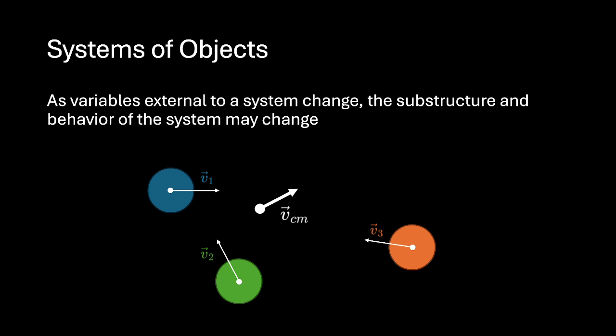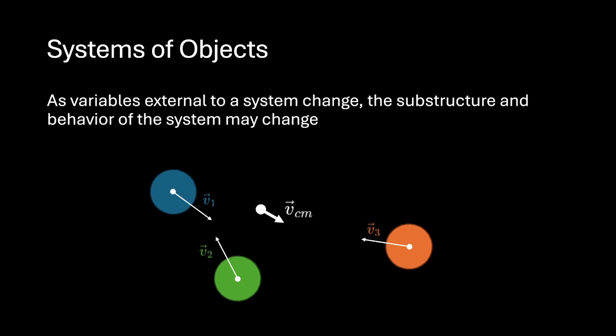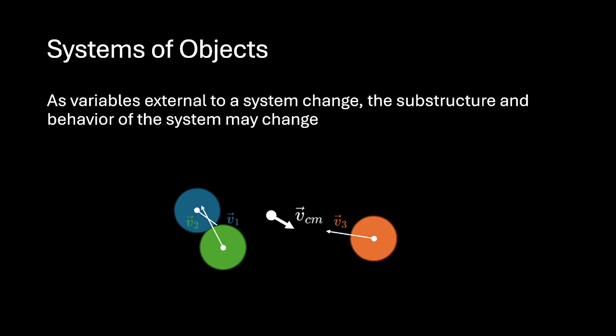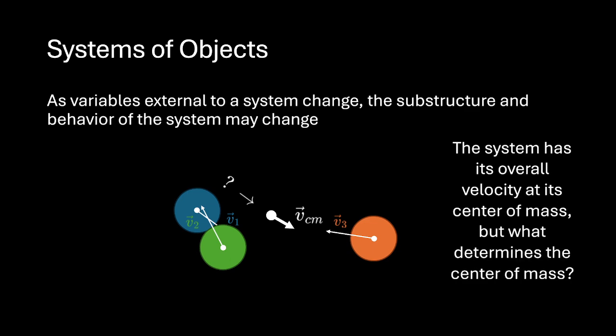And as variables external to a system change, the substructure and behavior of the system may also change. So if we apply an external force to the first ball, we see how the velocity of it changes, but also the center of mass. So when we see a simulation, they do overall change direction. But we also need to determine where that velocity is directed at for the overall system, and where it is directed at is the center of mass.